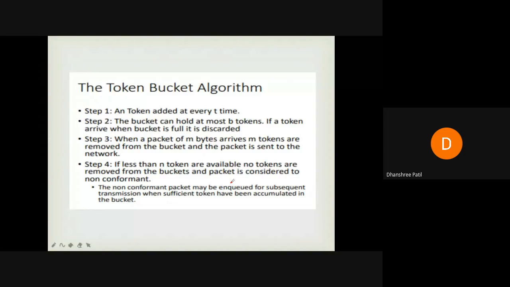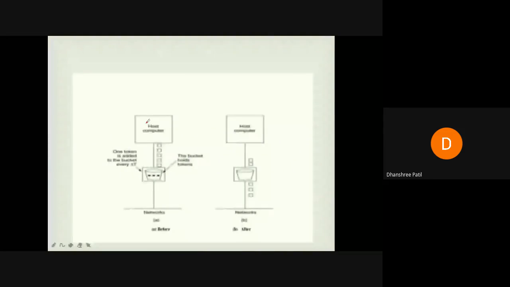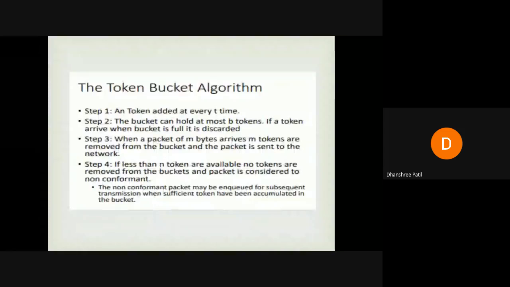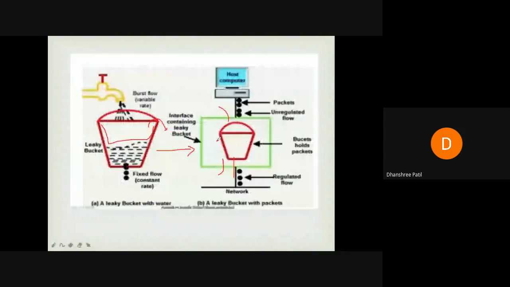Okay, so the next algorithm is the token bucket algorithm. So the same situation is there. So in the first algorithm, packets are sent directly out of the network and their flow is maintained over here, right?